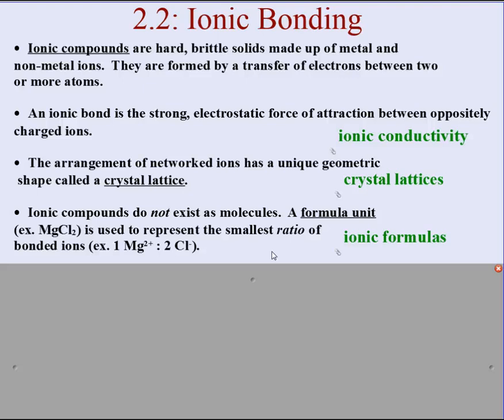MgCl2, is also a chemical formula, so that's why it's called a formula unit, and it is used to represent, again, that smallest ratio of bonded ions. So in MgCl2, there would be one magnesium 2+ ion for every 2 Cl⁻ chloride ions.